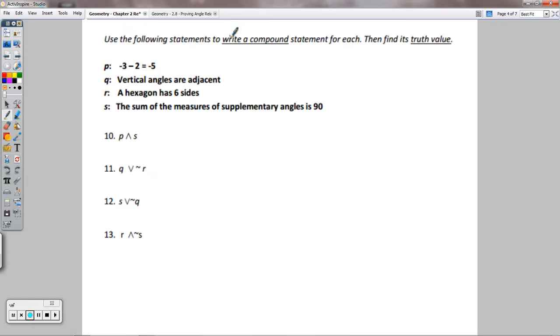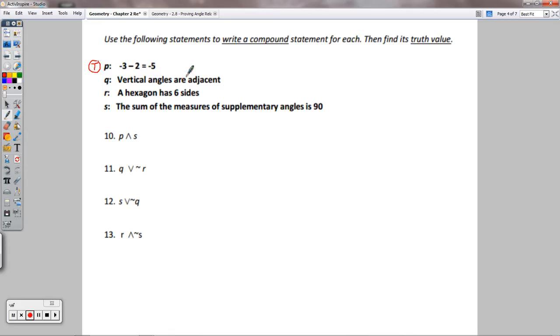Number 10 now. We're going to get into the logic stuff at this point, less conjectures, more of the logic things that we've learned. Use the following statements to write a compound statement for each, then find its truth value. So let's do what we did here in class. If you're one of my students, let's talk about the truth value of each one of these first. Is it true that -3 minus 2 equals -5? Yes, that is a true statement.